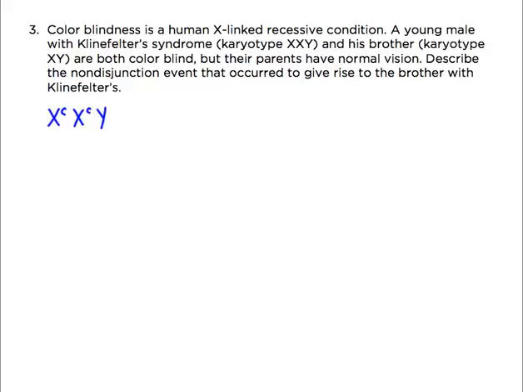So we know that the mother and the father both have normal vision. So for the father to have normal vision, he must have a completely normal X chromosome and a Y chromosome. Now the mother, although she has normal vision, she must be a carrier of the colorblind X chromosome, or else how would her sons both get this colorblindness mutation? So we know that her karyotype must be X, XC, so she is a carrier.